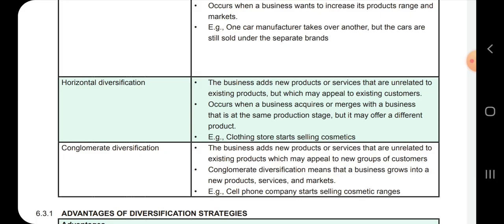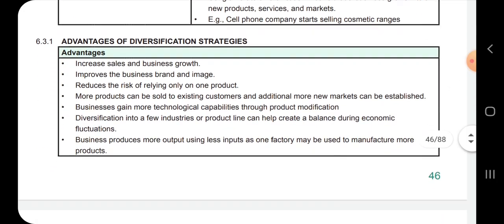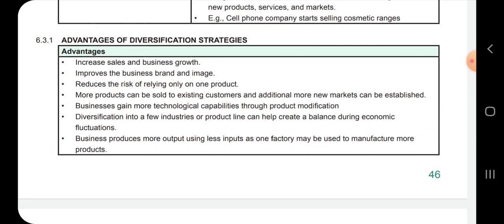The business adds new products or services that are unrelated to existing products, which may appeal to new groups of customers. The customers that you are serving, maybe they don't even like the product that you're introducing, but you're trying to get other people or another market share apart from the one that you already have. So you just put the product on the shelf that would possibly not be bought by your current customers, but you want new customers, you want to attract them to your business. So these are the advantages of diversification strategy: increased sales and business growth, improved business brand and image, and reduced risk of relying only on one product.